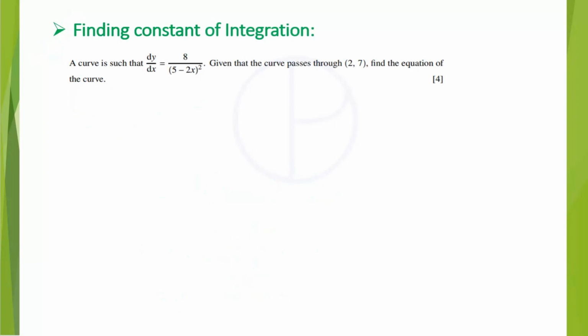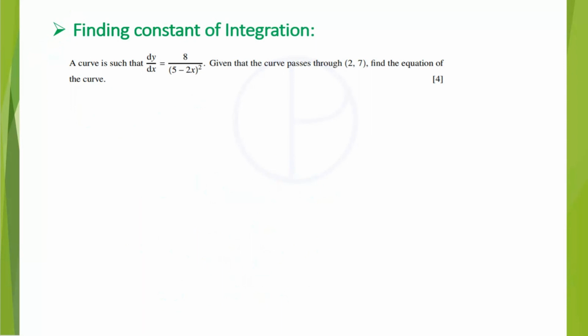So far we have seen the integration which has the constant c. Now let us see how to find out the constant c. A curve is such that dy by dx equals 8 divided by (5 minus 2x) the whole power 2. Given that the curve passes through (2, 7), find the equation of the curve.